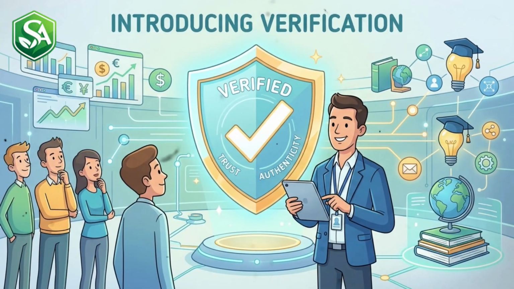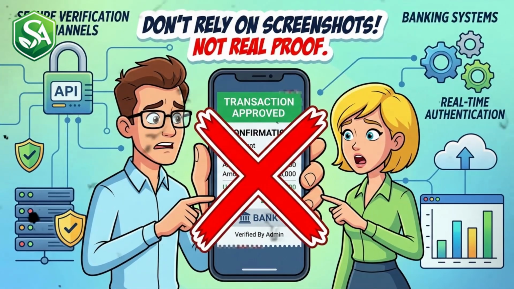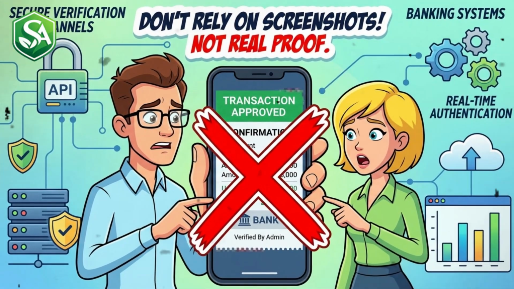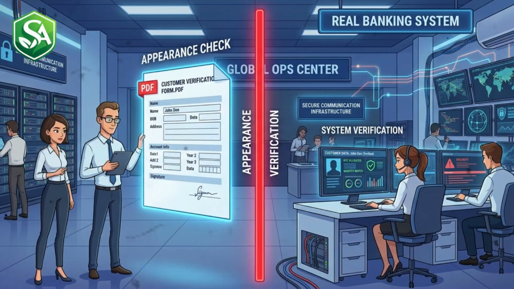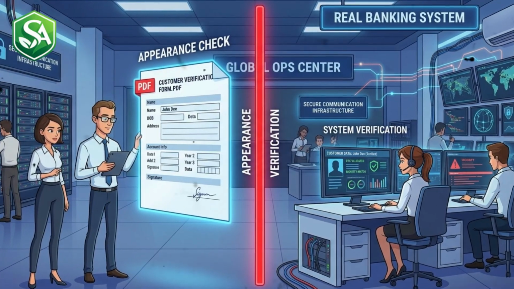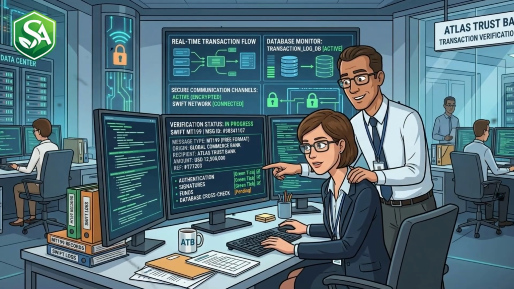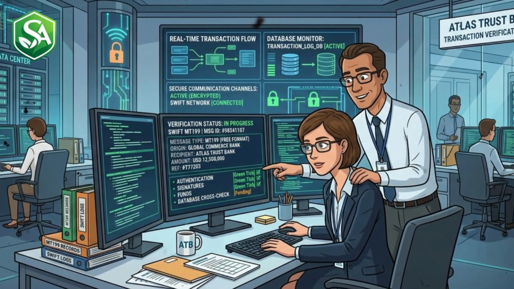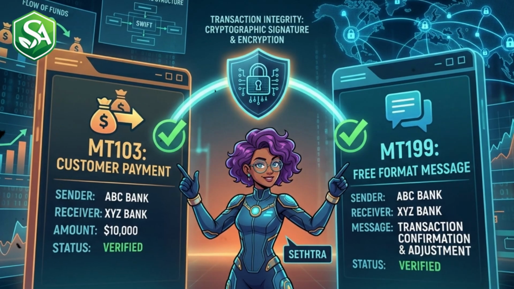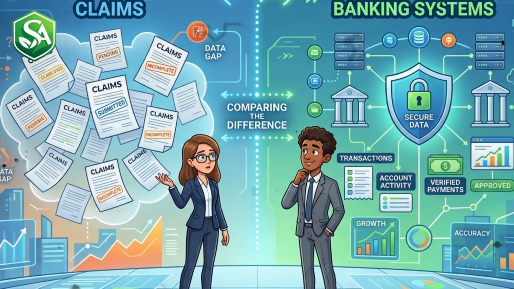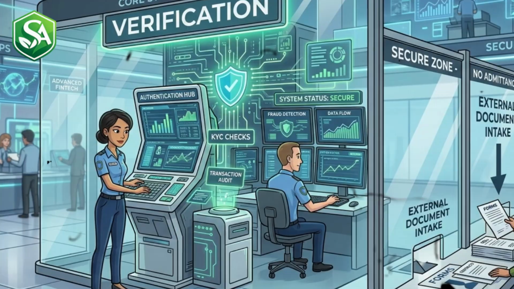Now let's talk about verification. A real MT199 is not verified by looking at a screenshot. It is not verified by reading a PDF. It is not verified by trusting the buyer. It is verified by the receiving bank inside the proper banking system. This is the same rule we learned with MT103. Documents are claims. Bank systems are verification.